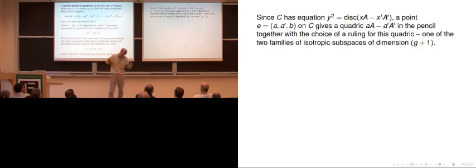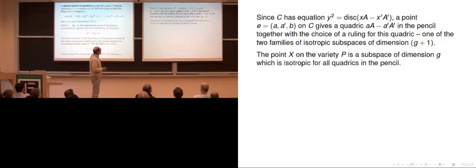The famous example, which is the reason why there are two families, two different components of maximal isotropic spaces: if you take quadrics in two-dimensional space, they have two distinct isotropic lines. And so in projective space P1, it gives you 2 points, and we're picking one of those points. Okay. The point in the Fano variety, which I'll call X, is a subspace of dimension g, isotropic for all the quadrics in the pencil.